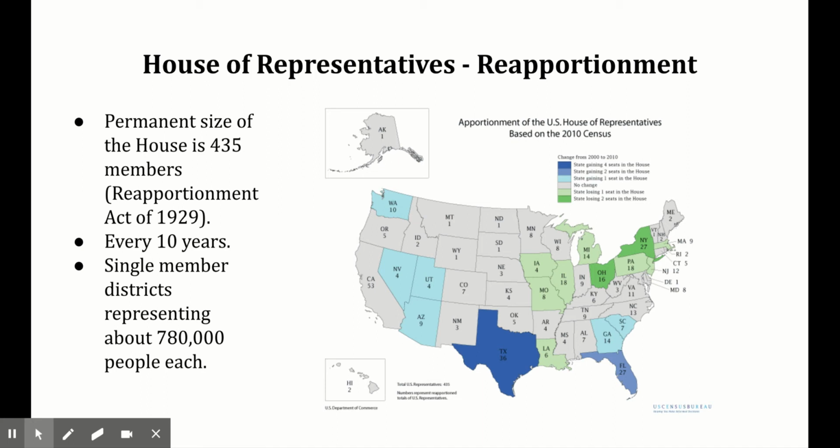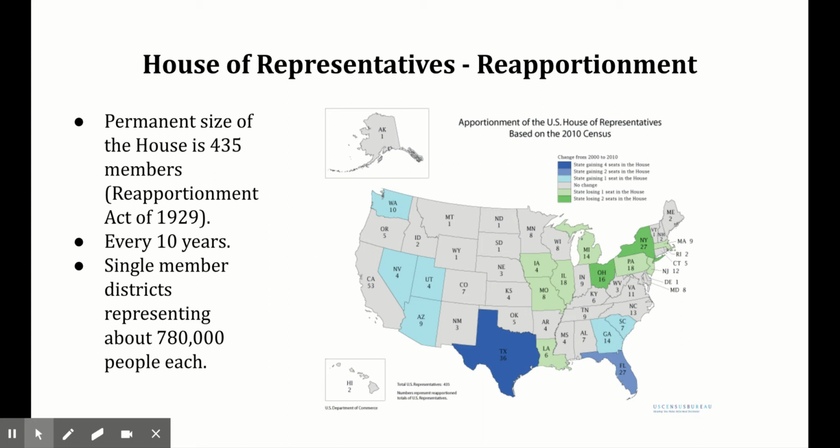So, in terms of apportionment, how does each state get the number of representatives in Congress that it gets? So, why does Indiana get 9 U.S. House of Representative members? Well, it's based on our population. Well, how do they know what our population is? And what if our population changes?